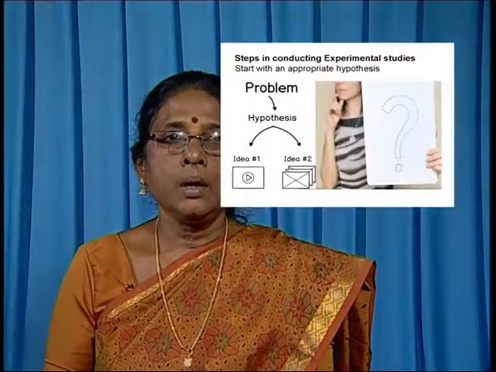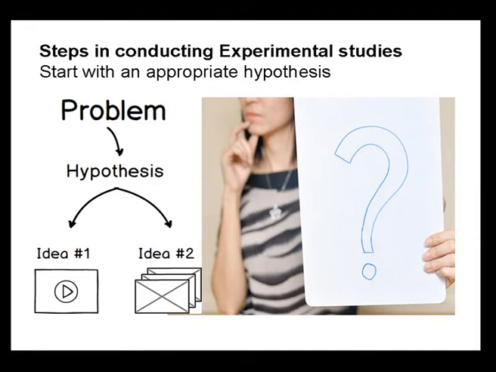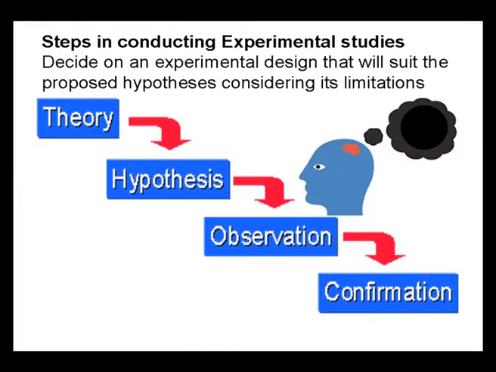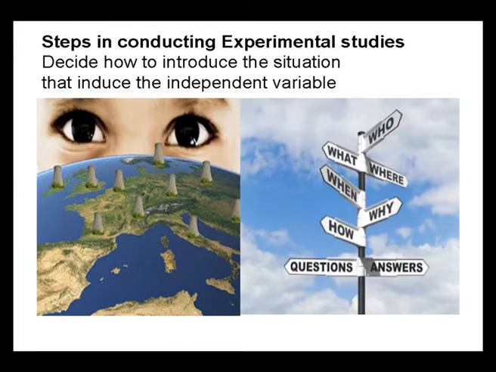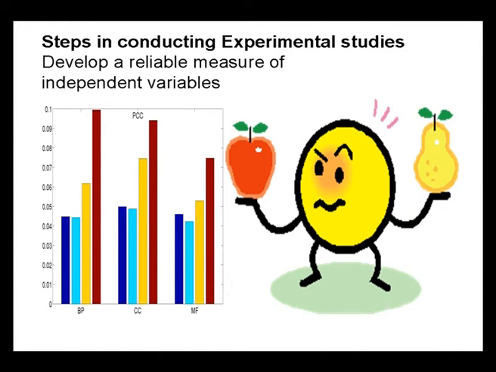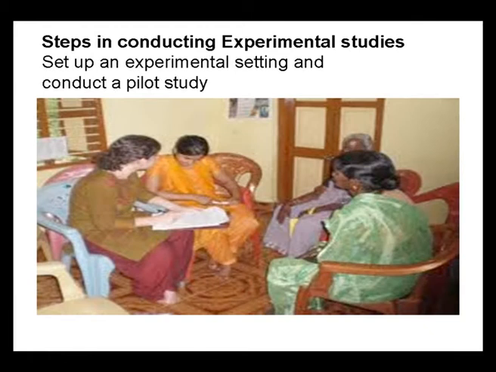There are several steps in conducting the experimental designs, which we will see now. Start with an appropriate hypothesis. Decide on an experimental design that will suit the proposed hypothesis considering its limitations. Next, you have to decide how to introduce the situation that induces the independent variable. Then develop a reliable measure of independent variables. Set up an experimental setting and conduct a pilot study.